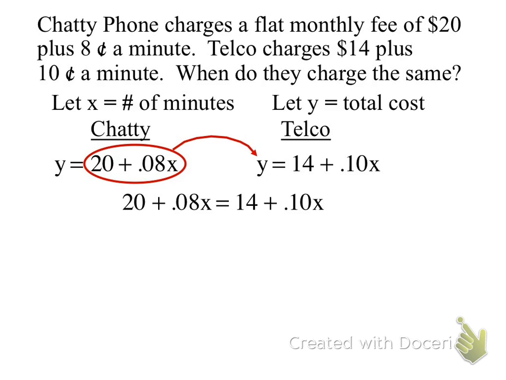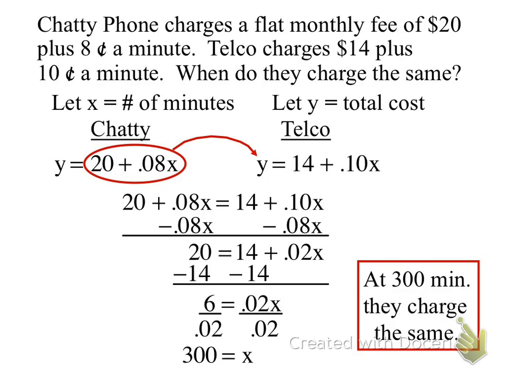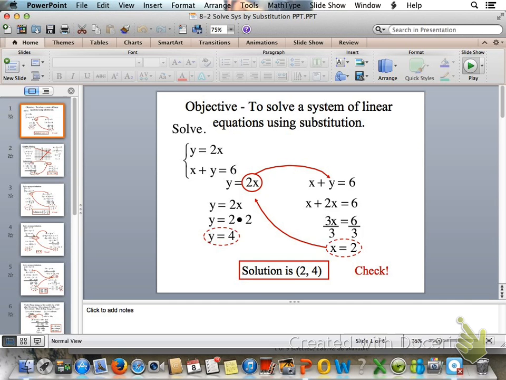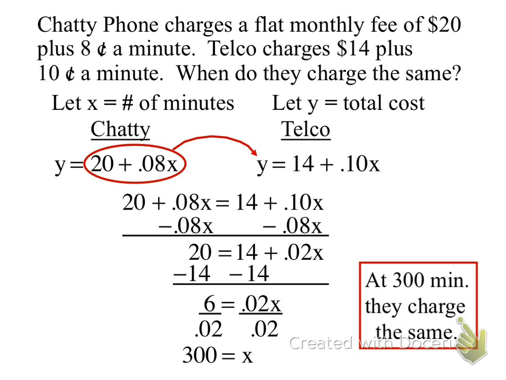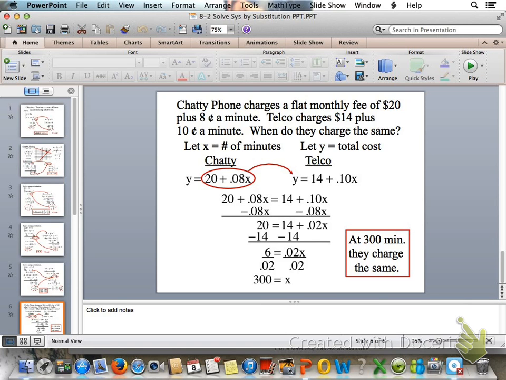Wait, hold on. If x equals 300, let's look at that answer. 300 minutes is when they charge the same, because they're only looking for the minutes, not the ordered pair. Okay, and that's the end of the lesson.